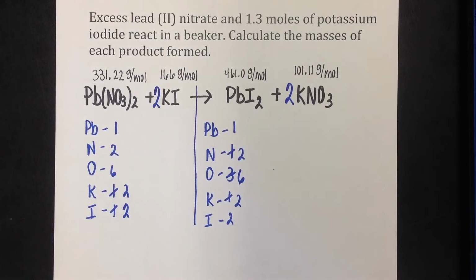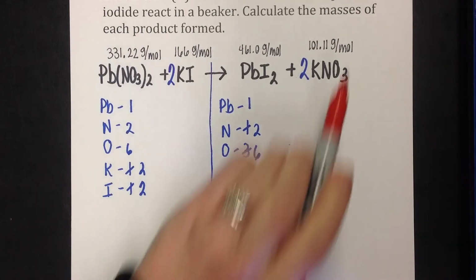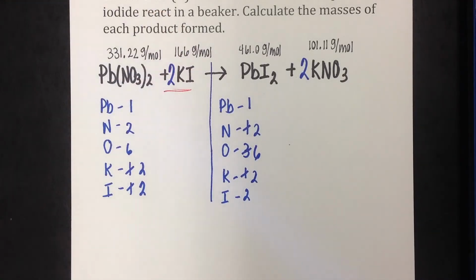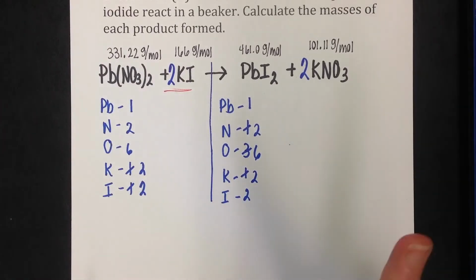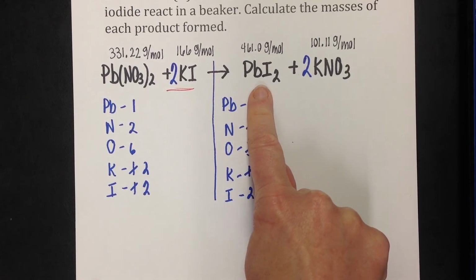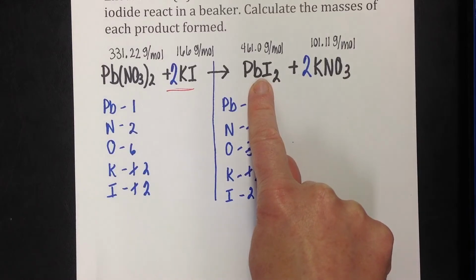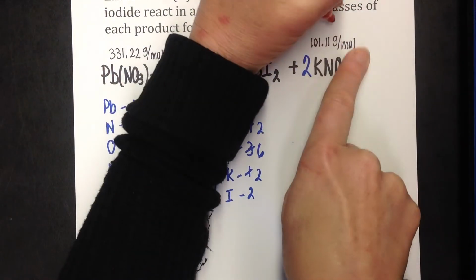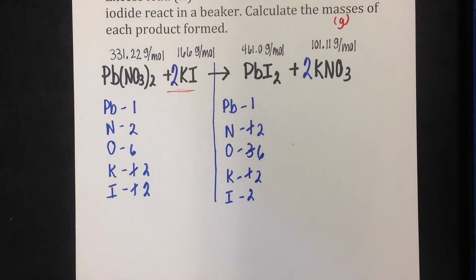But really what I'm interested in is what they gave me and what they want. So let's take a look at that real quick. They gave me the potassium iodide. So this is the one they gave me. And they want me to calculate the mass of each product formed. Now, when they say each product, I've got 2 products. That means I'm going to calculate the mass in grams of how much of this I made, and then I'm going to do a second problem and calculate how much of this I made. And when they say calculate the masses, generally, unless they state otherwise, that means they're looking for grams.